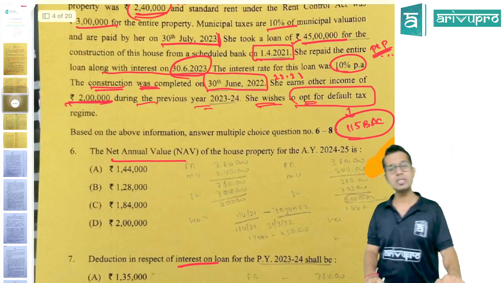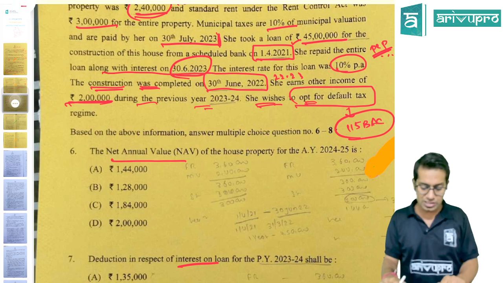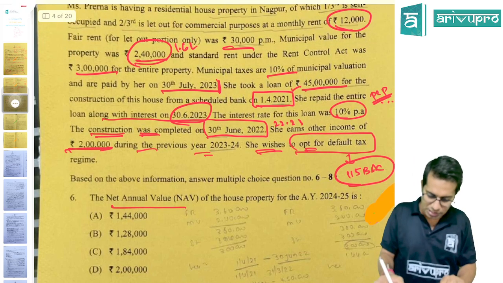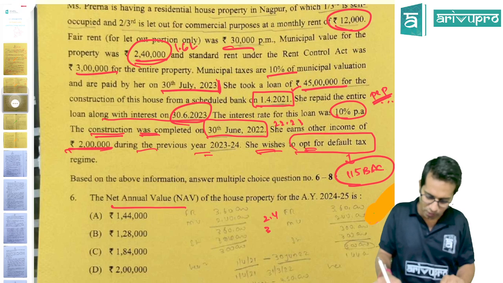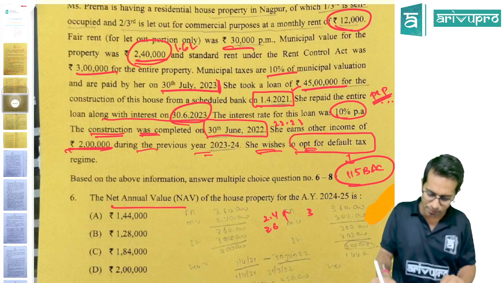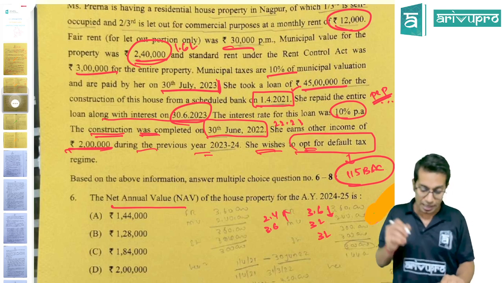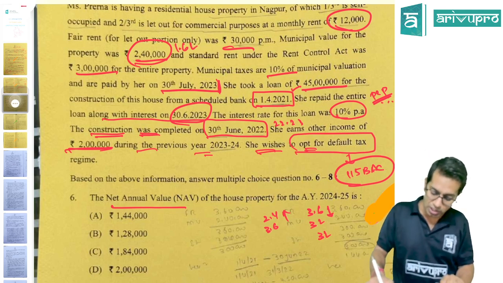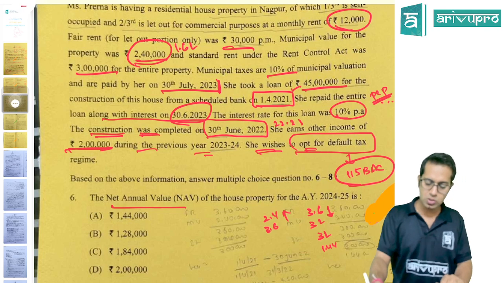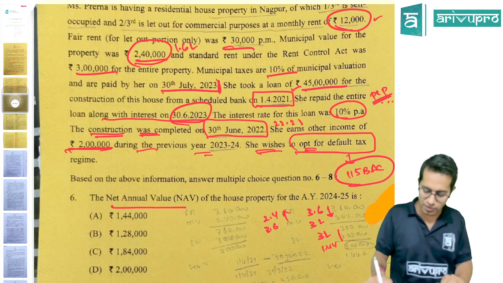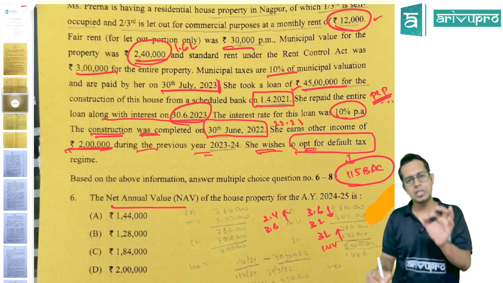So the first question is, what is the net annual value? What is the net annual value over here, sir? Municipal value is 2.4 lakh. Fair rent is how much, sir? Fair rent is 3.6 lakhs. Whichever is higher is 3.6 lakh. Compare that with standard rent, which is 3 lakh rupees. Whichever is less is standard rent of 3 lakh rupees. Now, compare that with my actual rent 1.44 lakhs, which is 12,000 into 12 months. Whichever is higher will be my gross annual value.